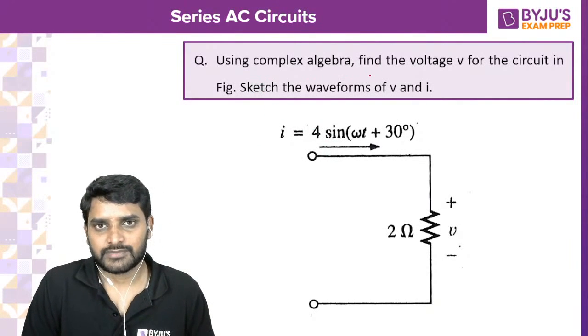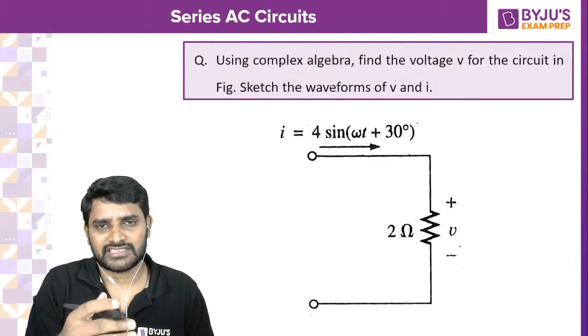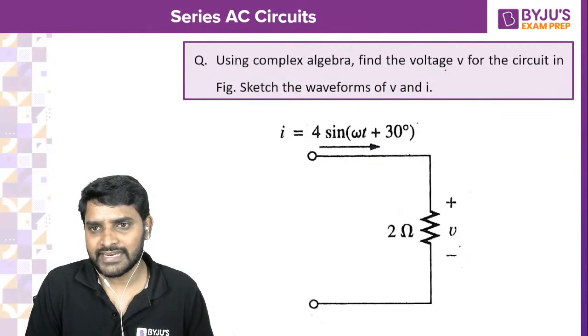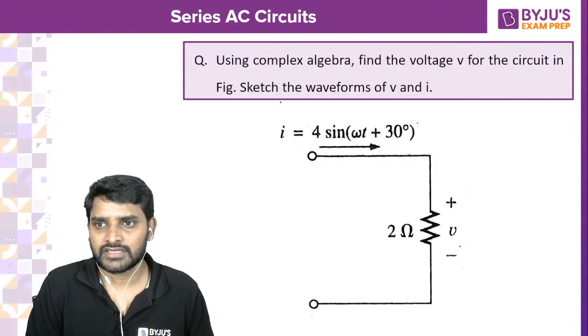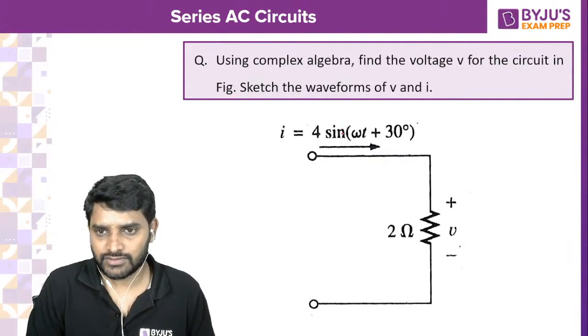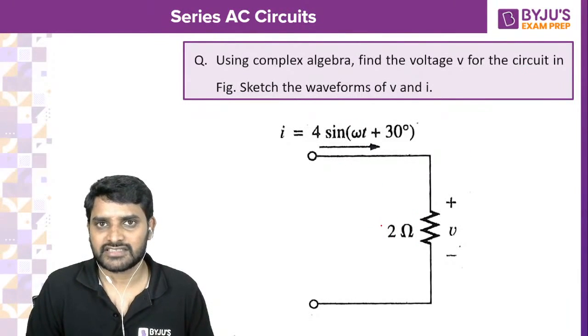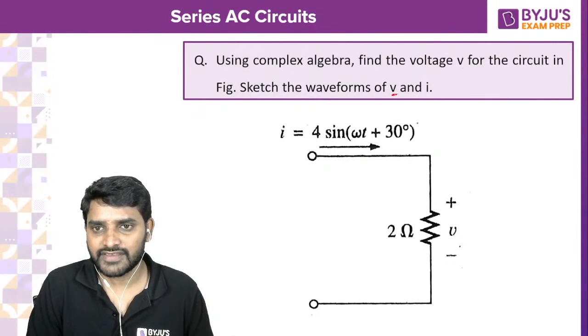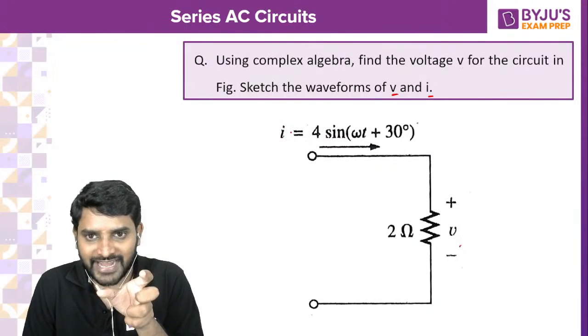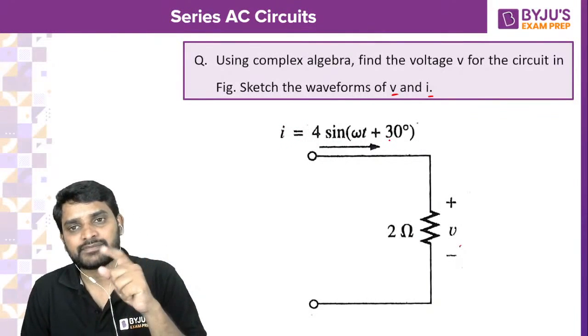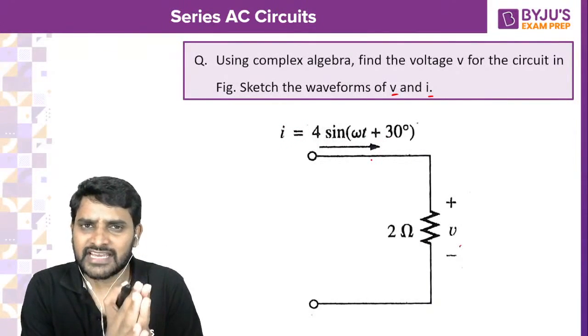Using complex algebra, that means j notation like x plus iy, find the voltage V for the circuit shown in the figure. Here is the circuit. Sketch the waveform of V and I. Where is V? V is the voltage across the resistance. Remember here, if I is given as 4 sine omega t plus 30, you assume sine as reference.